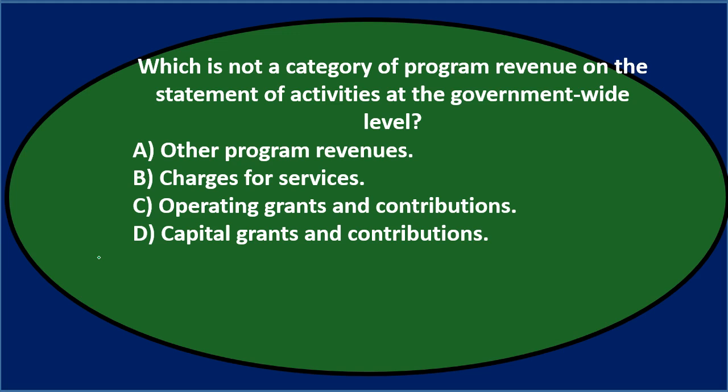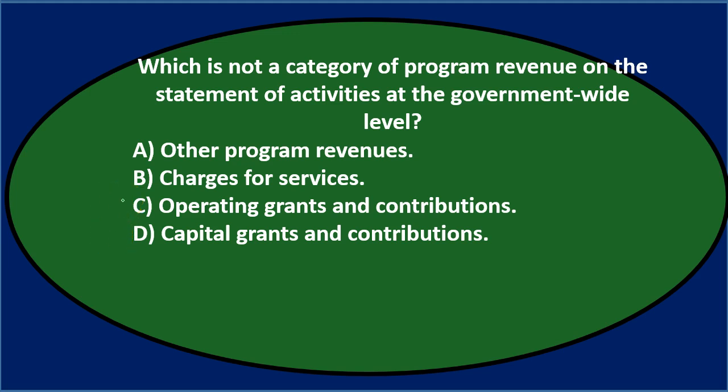Let's go through this again using the process of elimination. Which is not a category of program revenue on the statement of activities at the government-wide level? So we've got the government-wide level as opposed to the funds here. A, other program revenues is not a category, so I'll keep that one for now. B says charges for services. C says operating grants and contributions, and D says capital grants and contributions.